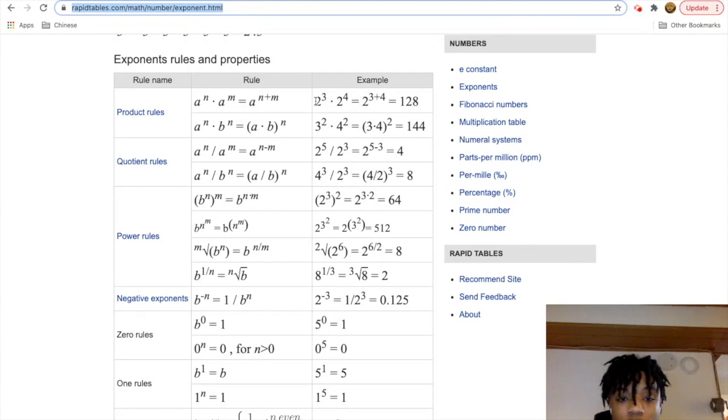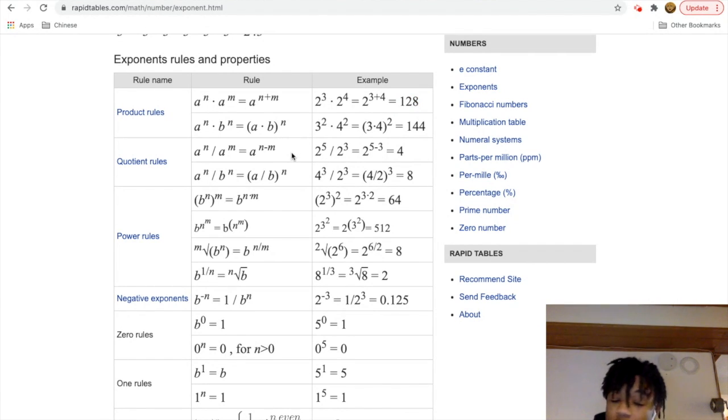We have a quick example right here where we have 2 to the power of 3 times 2 to the power of 4. Now we're going to add 3 and 4. 3 plus 4 is 7. 2 to the power of 7 is 128, which is how we get this answer right here.